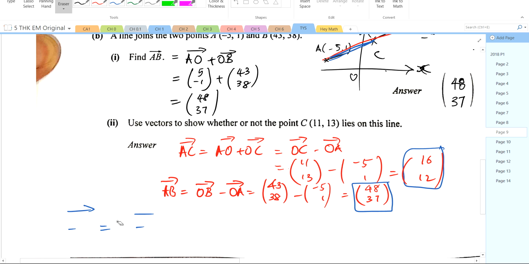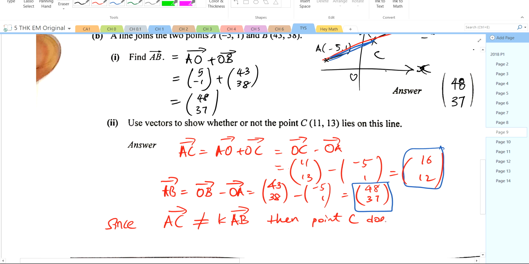Okay? So this is my presentation. Since AC is not equal to K times AB, then point C does not lie on the line AB.